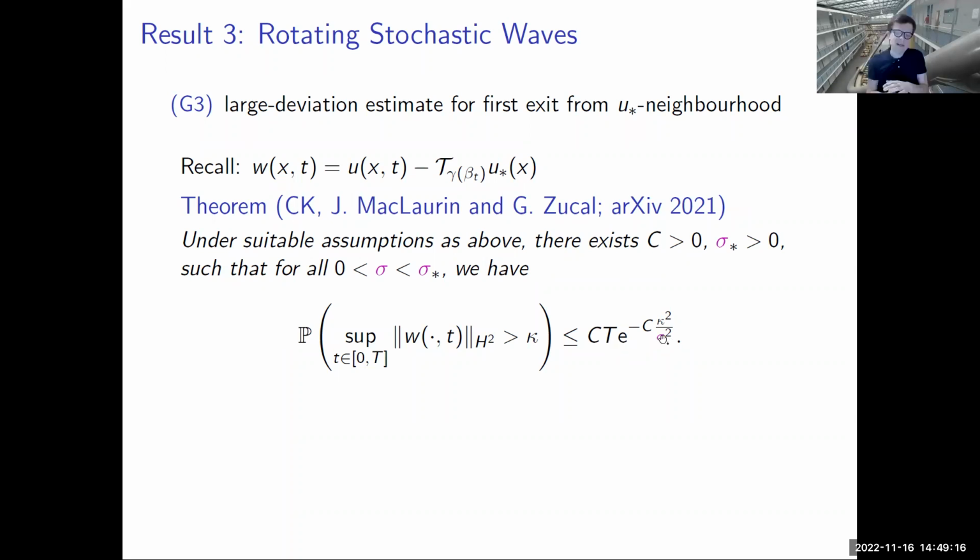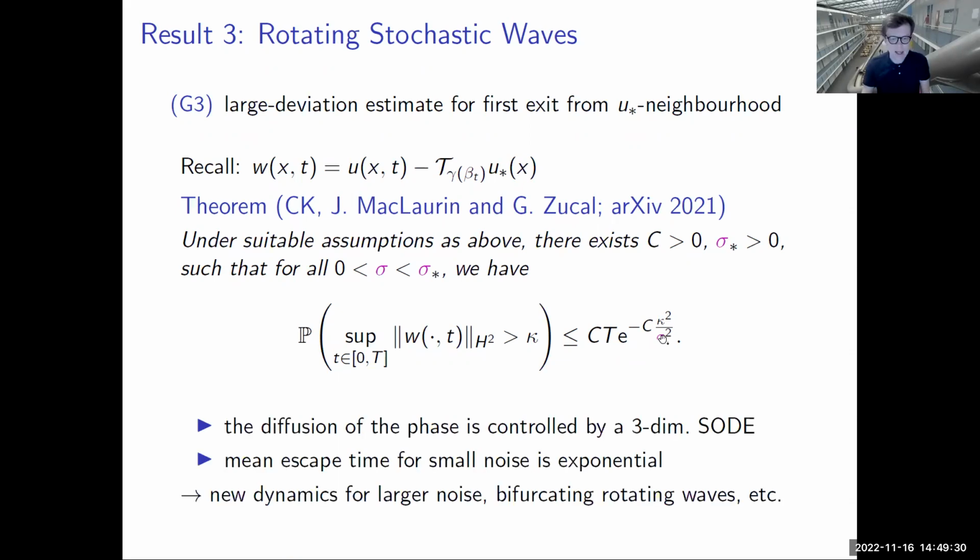Of course, if the time scale becomes extremely long, then the probability increases, like for every large deviation estimate. And it tells you that if the noise is small, then indeed for a deterministically stable rotating wave, there's a low probability that you leave the neighborhood of your rotating wave in a transverse direction. And the diffusion of the phase, again, is controlled by a three-dimensional SODE, and the mean escape time is also exponential. Currently we are thinking about and working on new dynamics for larger noises because many of these results are in the small noise regime.